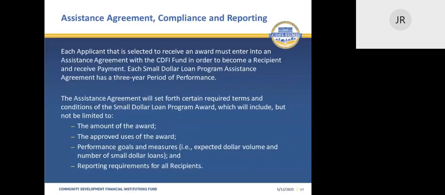After award decisions are made and you are selected for an award, you will enter into an assistance agreement and you'll receive your payment, and each award will have a 3-year period of performance. The assistance agreement identifies the terms and conditions of your award, including but not limited to the amount of the award, the approved uses of the award, the performance goals and measures. So, for example, your projected small dollar lending over the 3-year period, and the reporting requirements. Again, all of these items will be included in your assistance agreement.